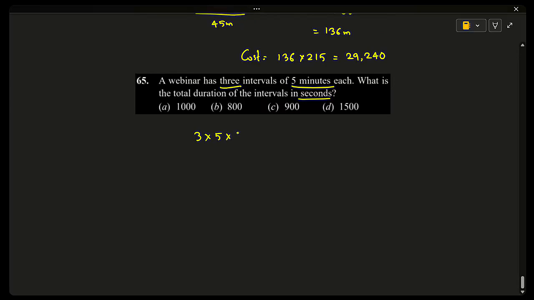So 1 minute is equal to 60 seconds. So multiply everything to get the answer. So we'll be getting 15 sixes are 90 and extra 0, 900 seconds. That is option C. So students, doubts till 65th question, you can raise the hand.